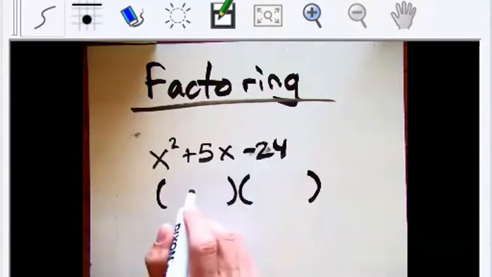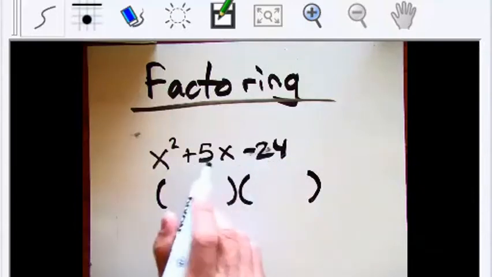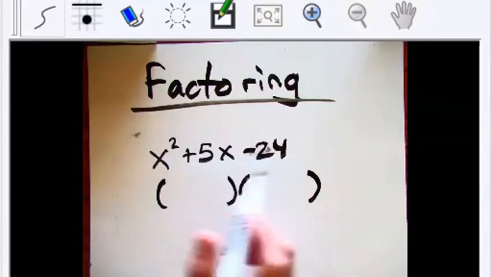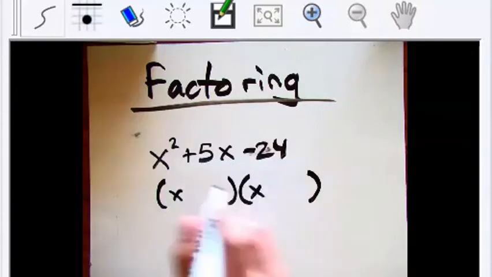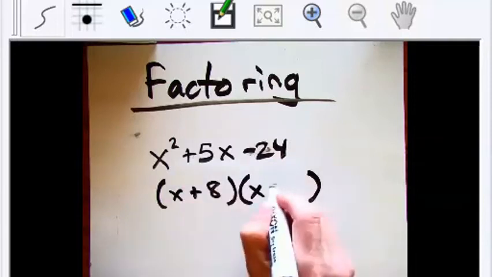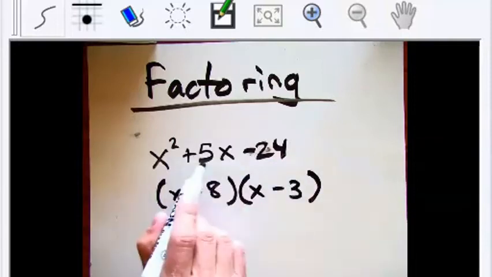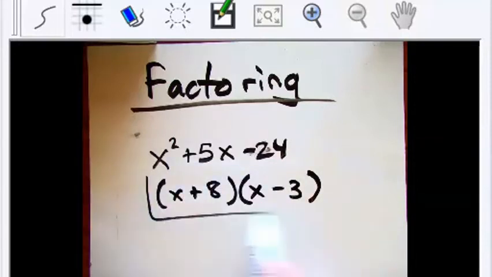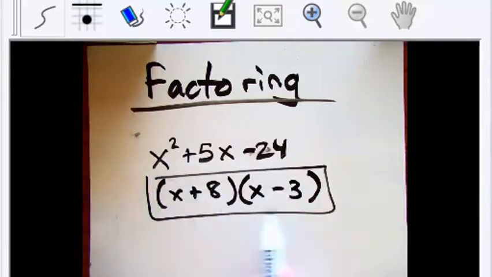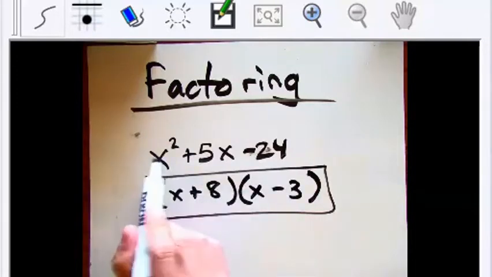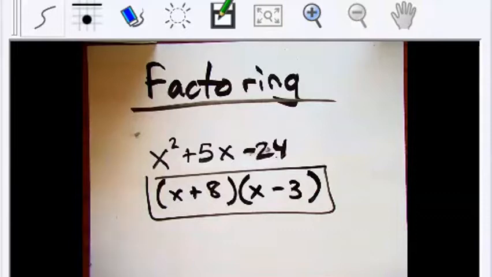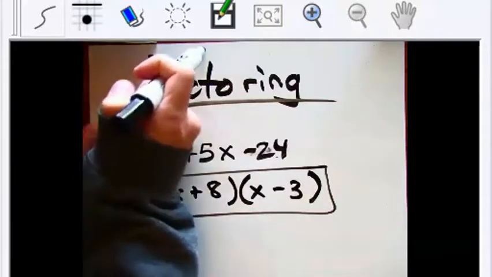So just think of all the numbers that are going to multiply to 24, like 8 and 3. So I know that a positive 8 minus 3 would get me that 5. So if I multiplied these two factors together, these two binomials, I would end up with this guy in the end. Okay. Here's another one.